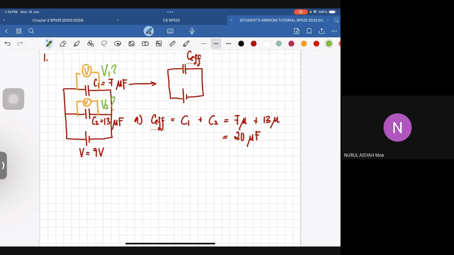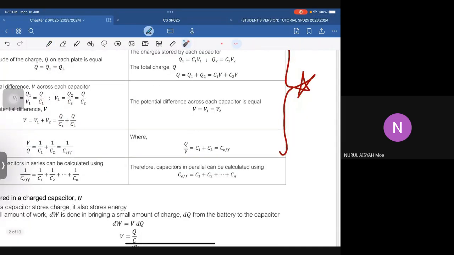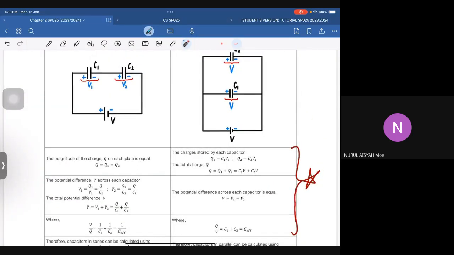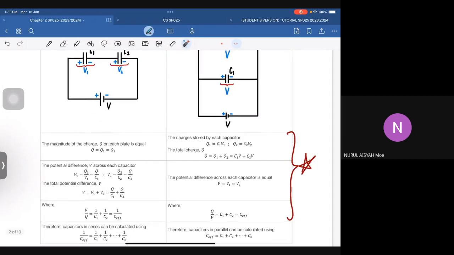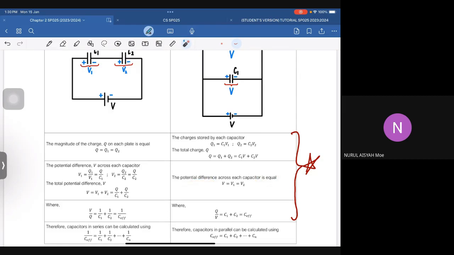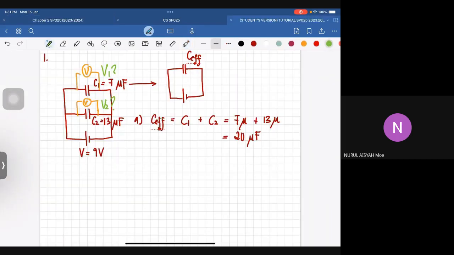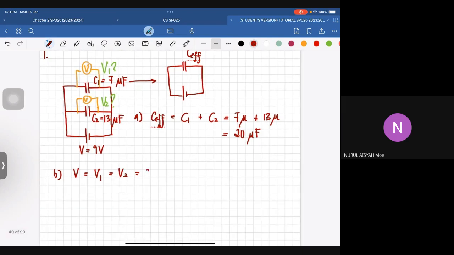If you have memorized the characteristics of the circuit, no problem. But if you have not, it becomes a problem, because in PSPM they do not give it. But now we can refer to the notes, so no problem. For a parallel circuit, the potential difference is equal. So the battery voltage, or the supply voltage, will be equal to the voltage across each capacitor. So we write in our solution: V equals V1, which equals V2, which is equal to 9 volt.